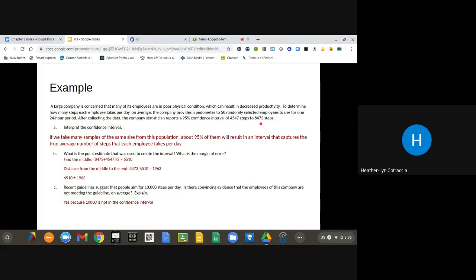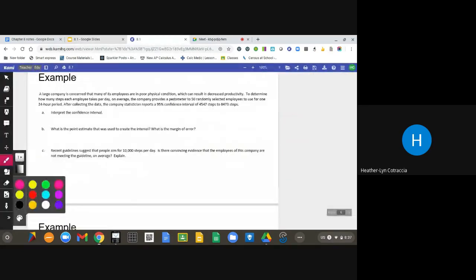Here is the interpretation. Again, that is wrong. Sorry about that. Let's go back to this page so I can write it out for you. I did the wrong one. That was the confidence level.